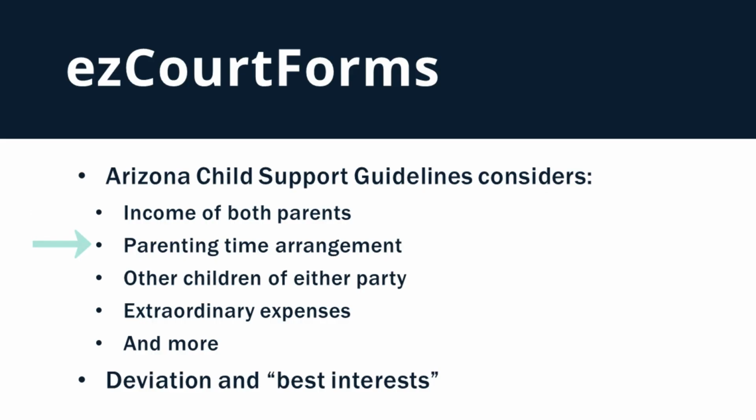If needed, you can use minimum wage at 40 hours per week. The formula also considers the parenting time arrangement, whether either party has children from other relationships, any extraordinary medical expenses of a child, and more.